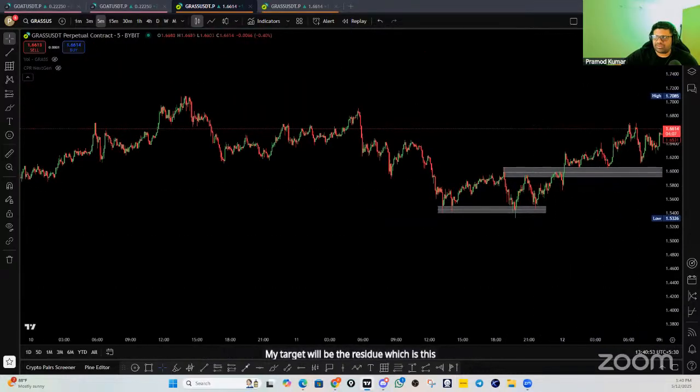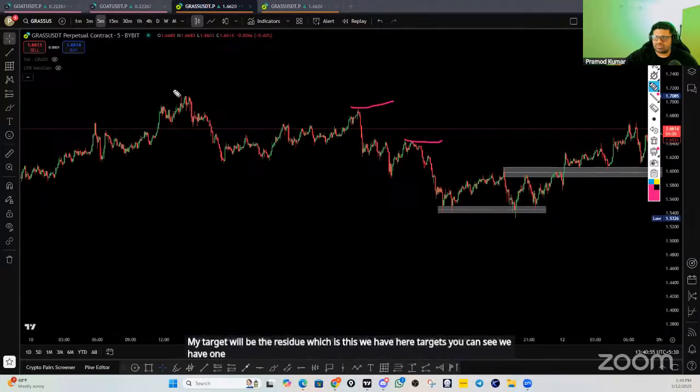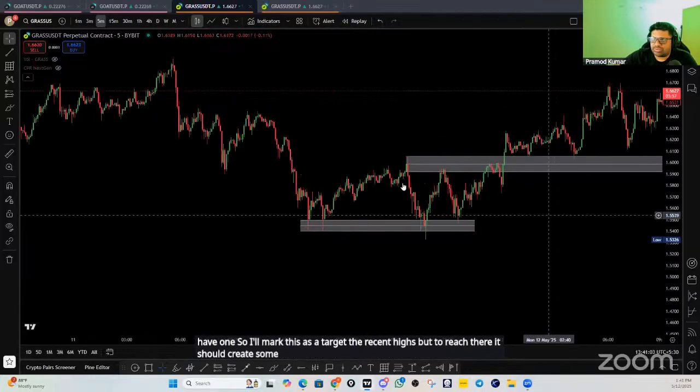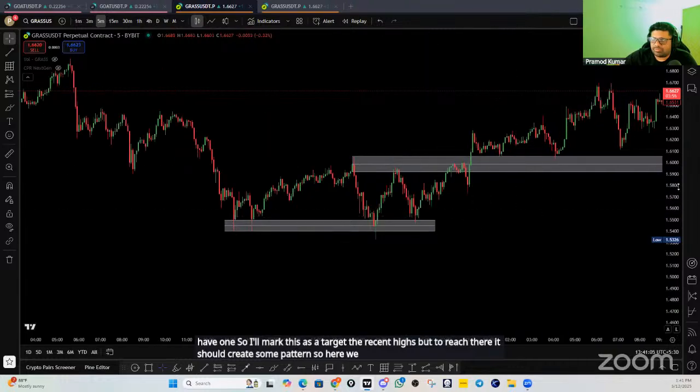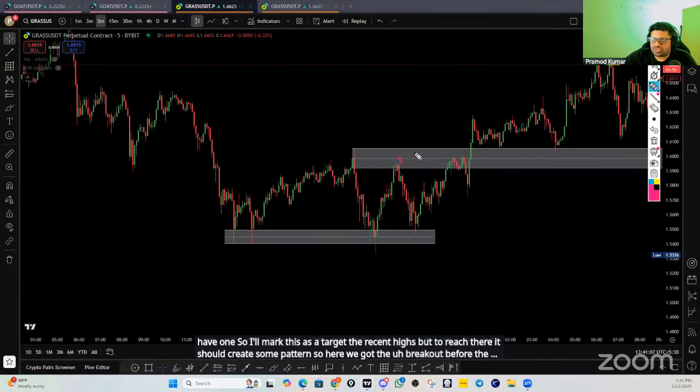We have targets here. You can see we have one, three. So I'll mark this as my target, the recent highs. But to reach there, it should create some pattern. So here we got the breakout. Before the breakout, you can see here we got the rejection at this place. So once again it came.